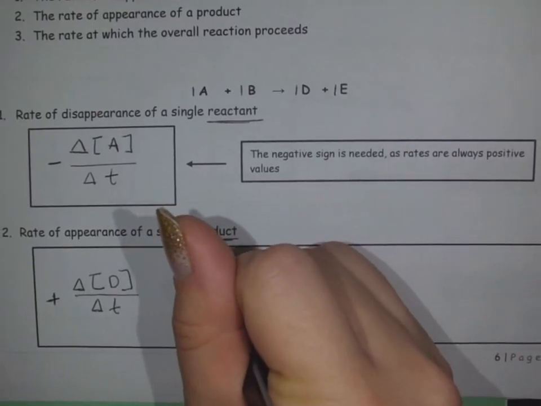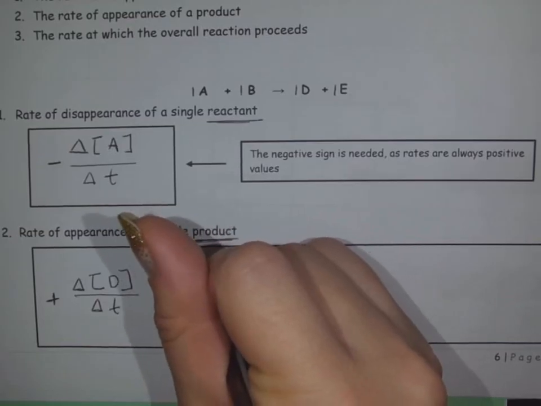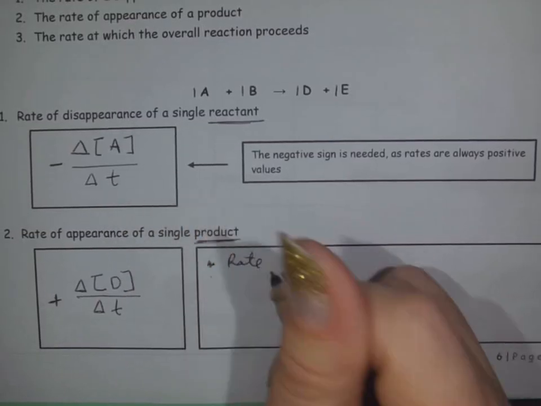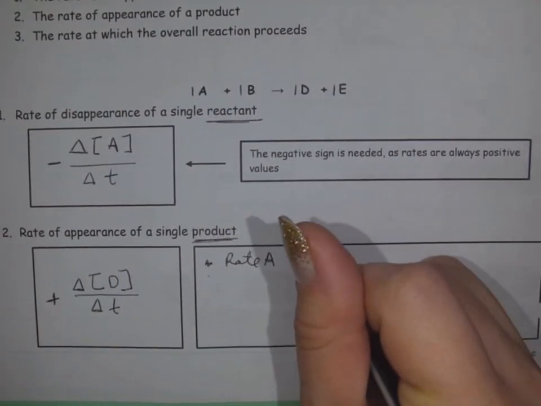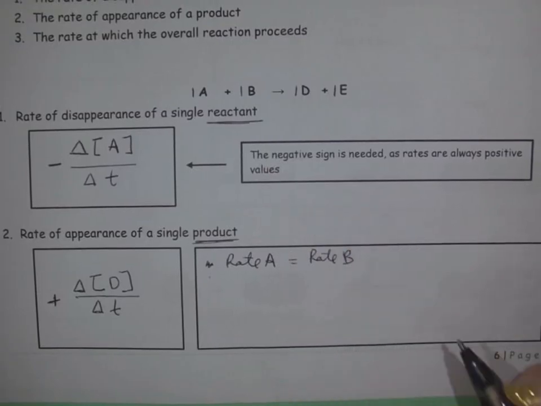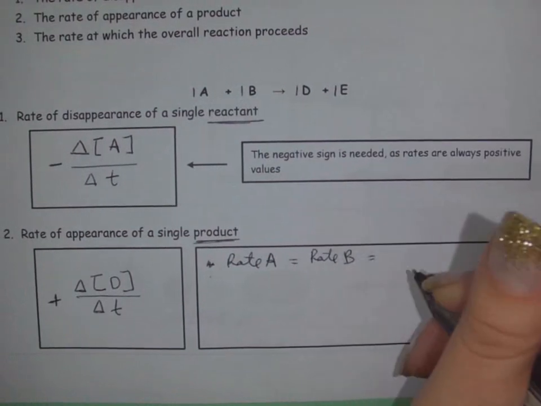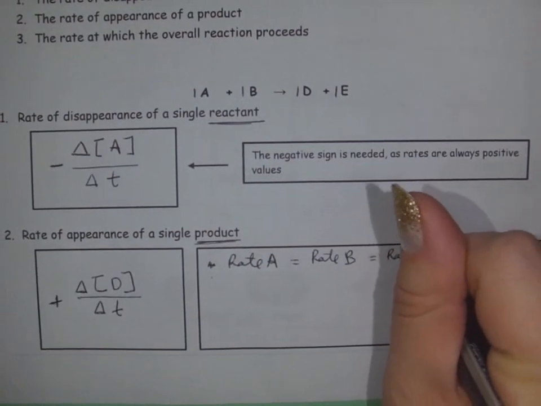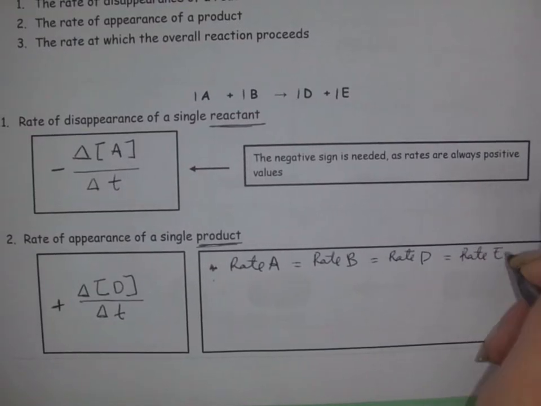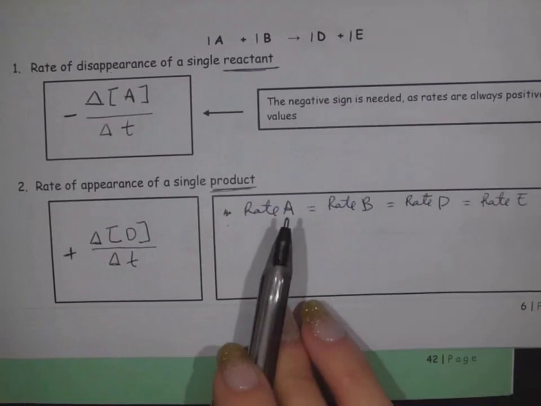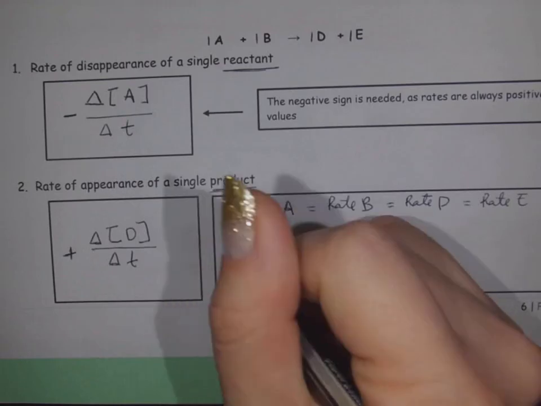Actually, let's write it two ways. We could just do the rate of disappearance of A is going to equal the rate of disappearance of B. Again, this is because their coefficients are the same. And that's going to equal the rate of appearance for D and the rate of appearance for E. And rate is what we just wrote down here. It's the change in concentration over the change in time. So I could replace this.